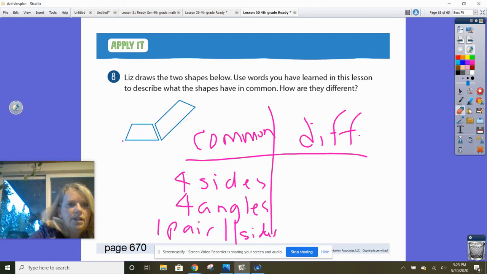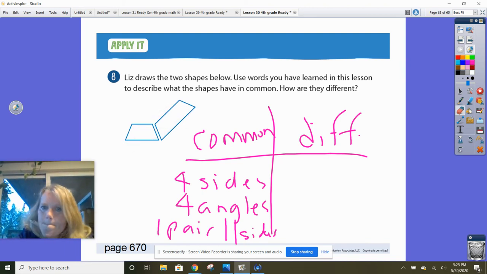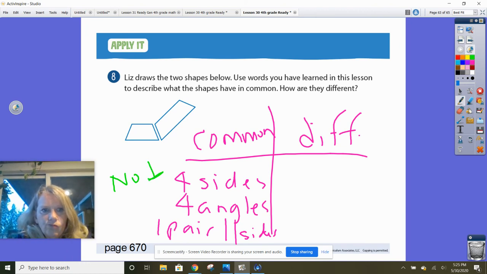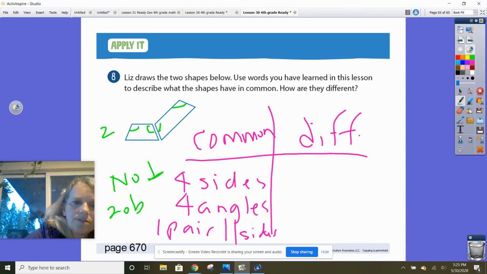Do they have any perpendicular? No perpendicular, I guess they have that in common. What about how many obtuse does it have? 1 obtuse, 2 obtuse. So they both have 2 obtuse angles.